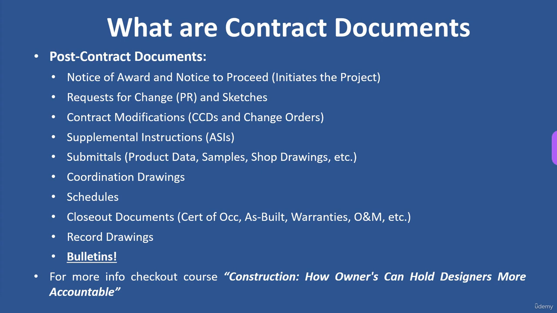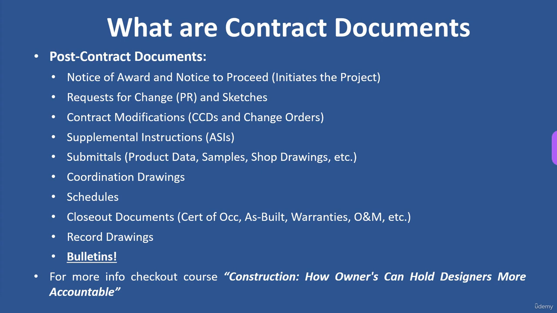Then you have coordination drawings. This is something prepared by the contractor where he takes all his trades and he basically builds a model of the project, which helps identify any collisions. Then you have your schedules, which we talked about already. Then you have your closeout documents, which is your certificate of occupancy, your as-built drawings, and your warranties, owner and maintenance manuals, and then record drawings. And then the last item is your bulletins.